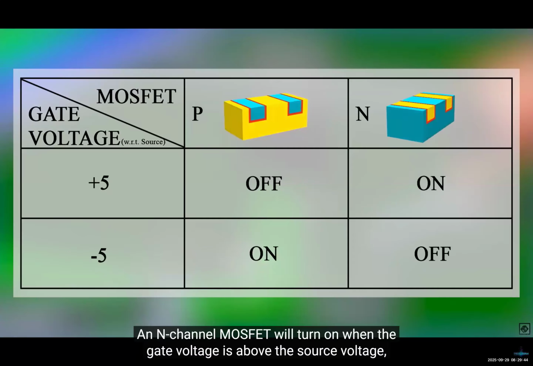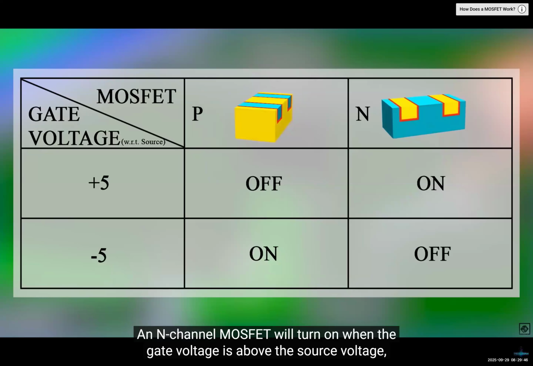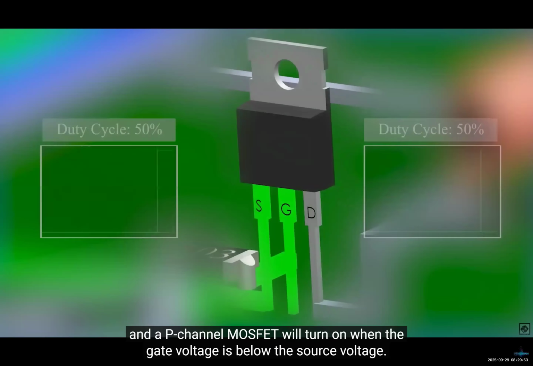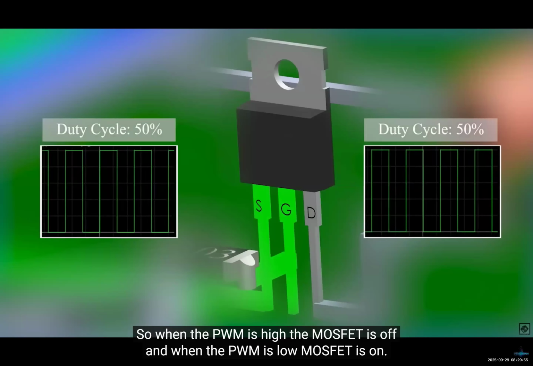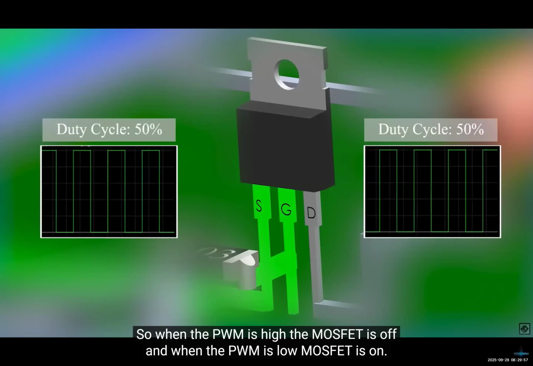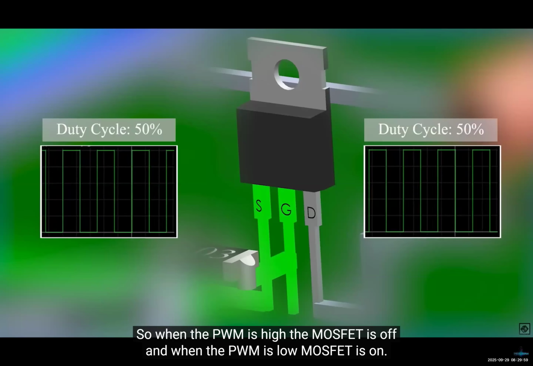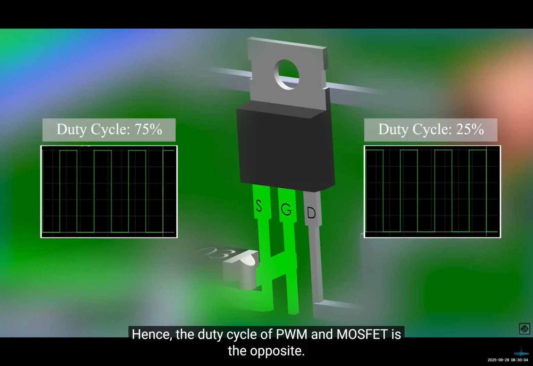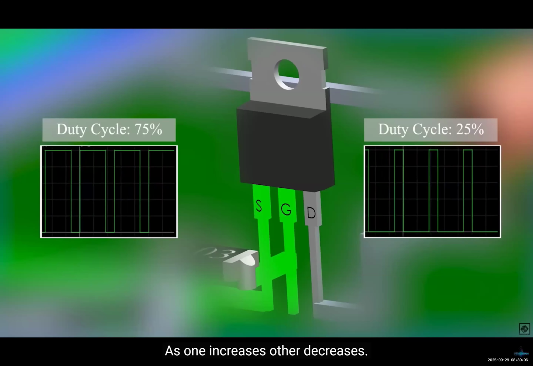An N-channel MOSFET will turn on when the gate voltage is above the source voltage, and a P-channel MOSFET will turn on when the gate voltage is below the source voltage. So when the PWM is high, the MOSFET is off, and when the PWM is low, the MOSFET is on. Hence, the duty cycles of PWM and MOSFET are opposite. As one increases, the other decreases.